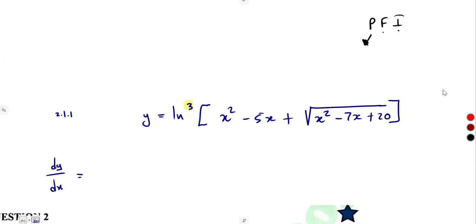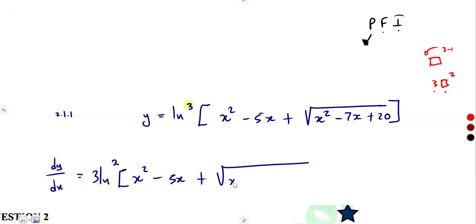We are looking into the power. Whatever you have to the exponent of 3, you drop the power and subtract 1 from the power. So it's going to be 3 of that to the exponent of 2. So this is what you're going to have: 3 of ln squared. It is now squared. We're just going to repeat everything as it is: x squared minus 5x plus the square root of x squared minus 7x plus 20.